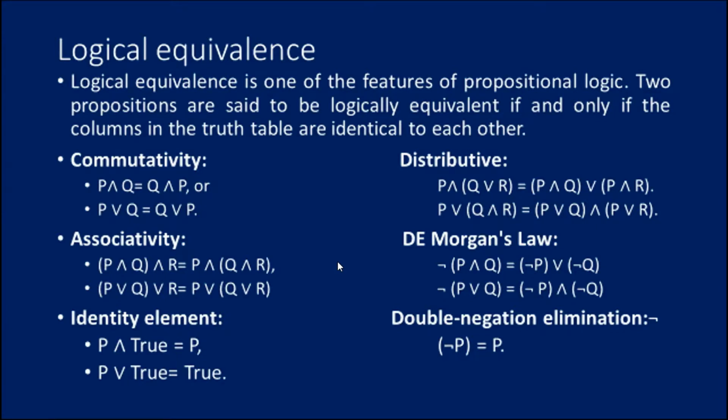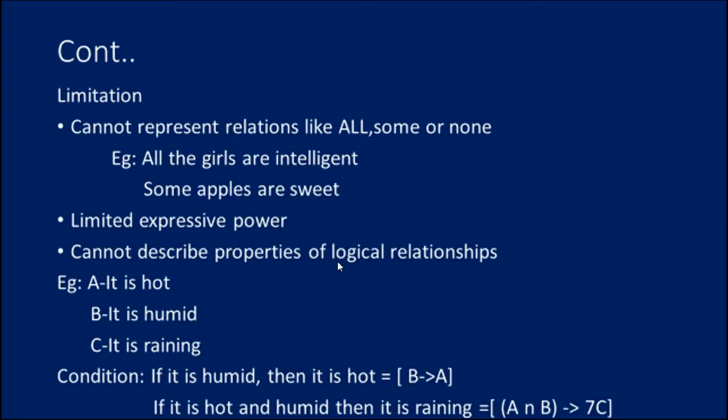Let me show with an example so that it might get clear. As I said, A is: it is hot. B we can take as: it is humid. C we can take as: it is rainy, right? The same way we can give another example. Say P: it is raining, Q: the street is wet. We can represent this as a simple example, P implies Q.